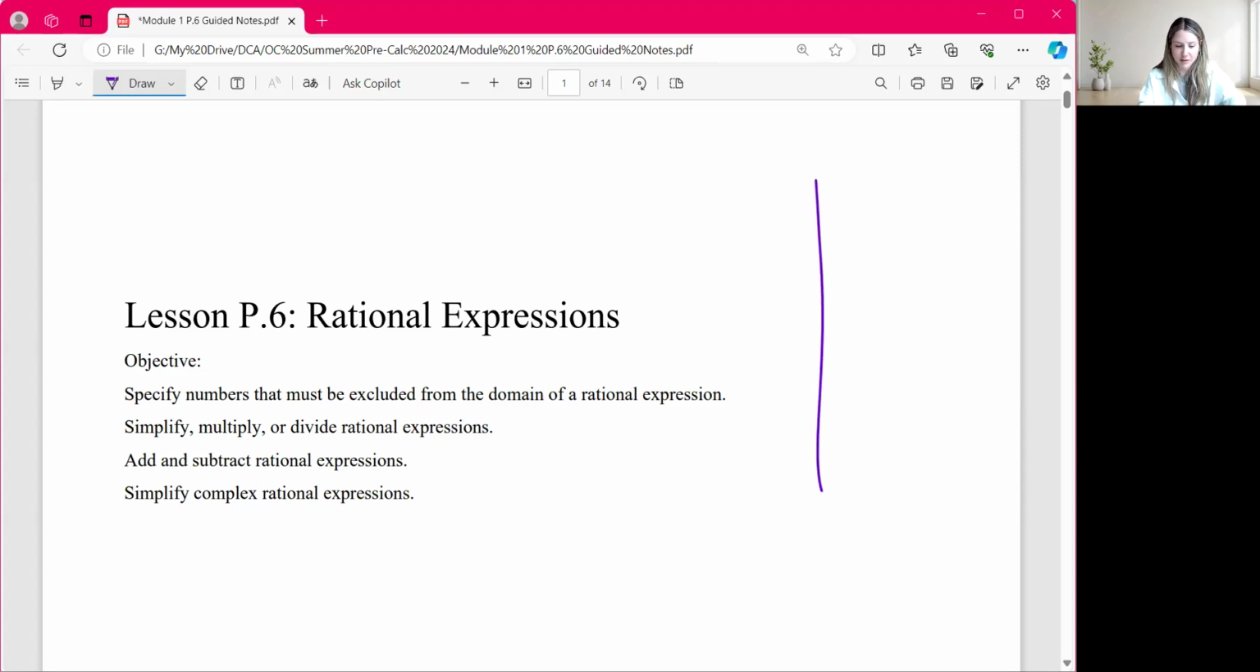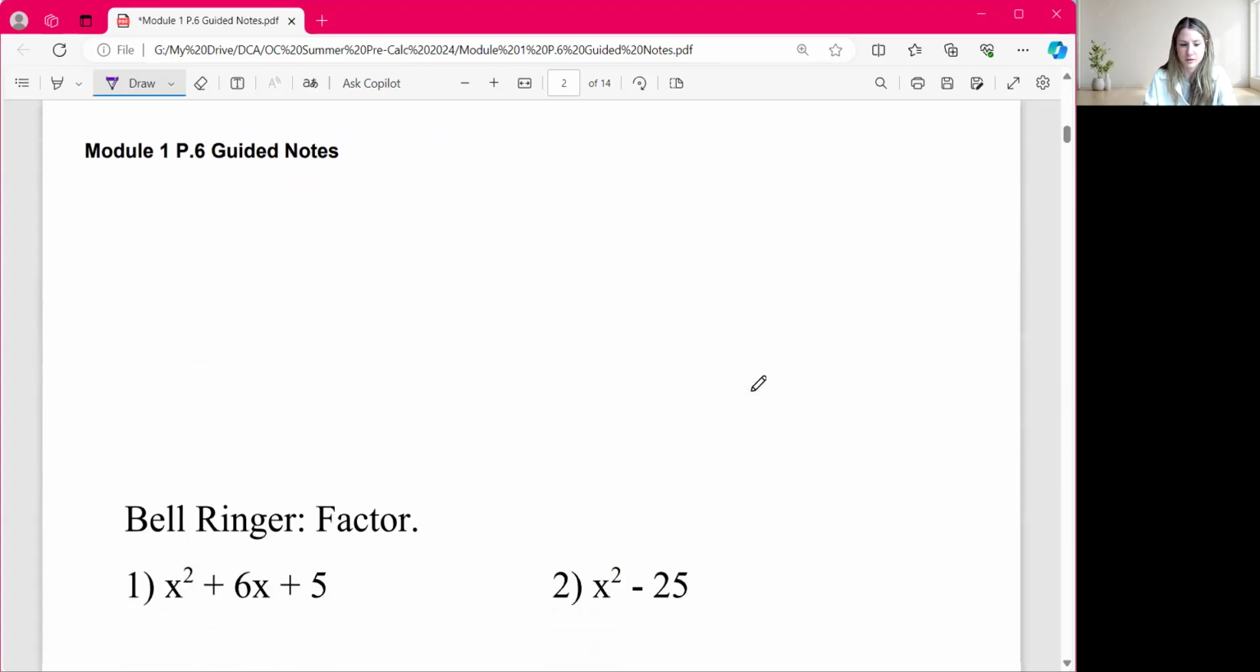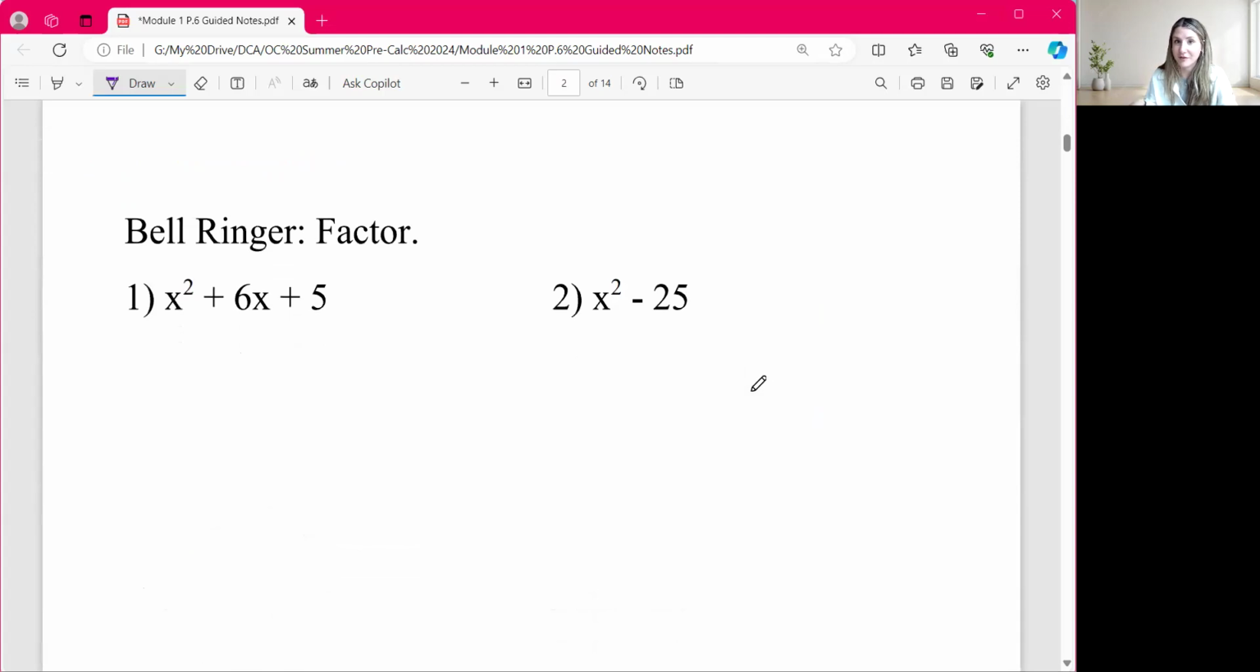So, first thing we want to talk about is a review on factoring. This whole section, when we talk about rational expressions, we need to be able to factor. So just quick review here, because it might have been a while. Remember, factoring, we need two numbers that multiply to the C value and add to the B value.